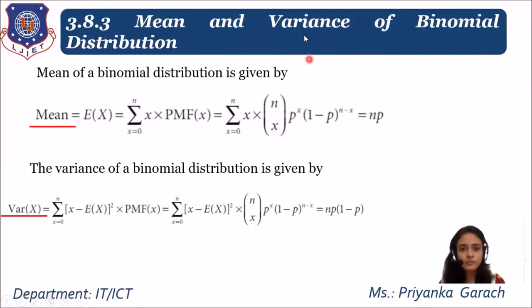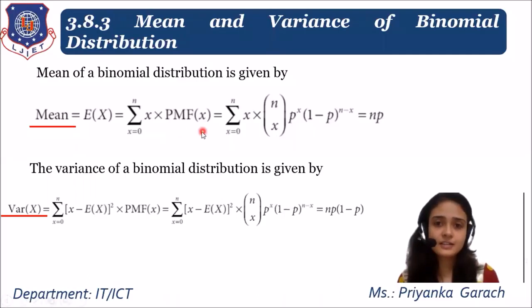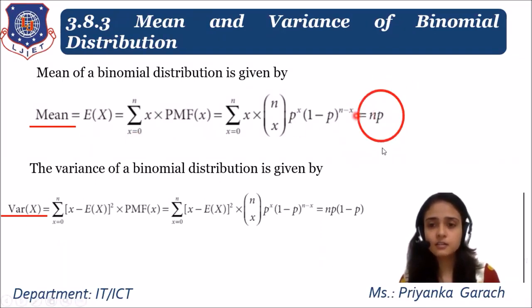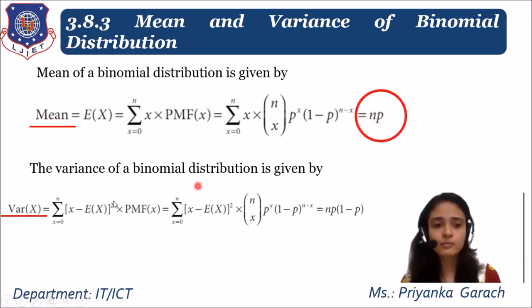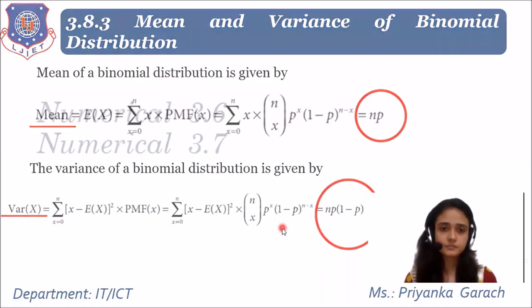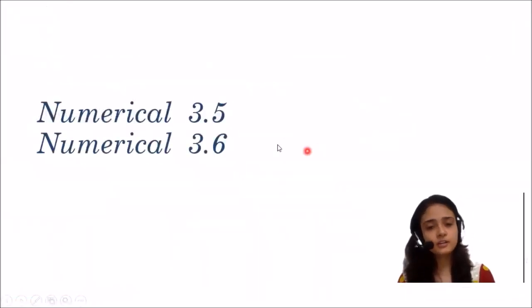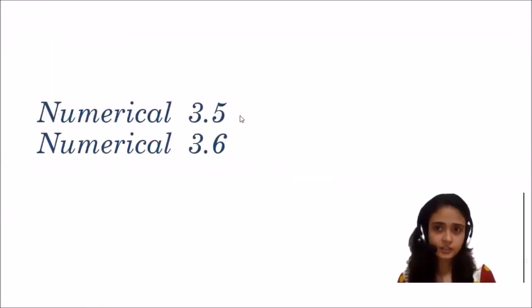The mean value of the binomial distribution is given like this. It is the same as how we have calculated the mean before. So you have to remember this final formula: the mean of the binomial distribution is n into p, and the variance of a binomial distribution is given by n into p into 1 minus p. Now let's understand numerical 3.5. So let's start.